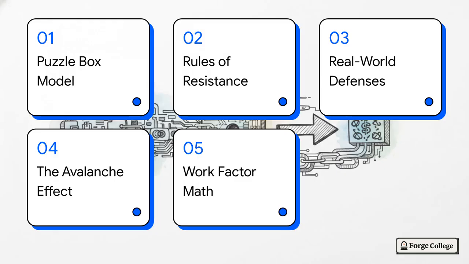Okay, let's dive into this blueprint for today's explainer. We'll be hitting 1. The cryptographic puzzle box. 2. 3 rules of resistance. 3. Attackers and real-world defenses. 4. Triggering the avalanche effect. And finally, 5. Calculating the work factor. And hey, if you're a beginner, don't sweat it at all. We have a very clear, logical path through the math today.